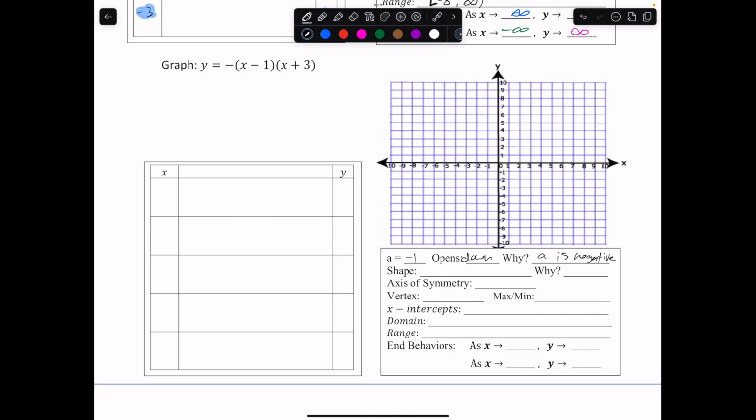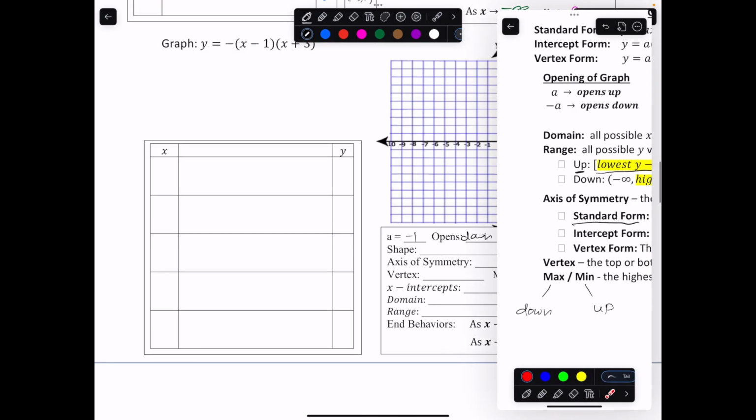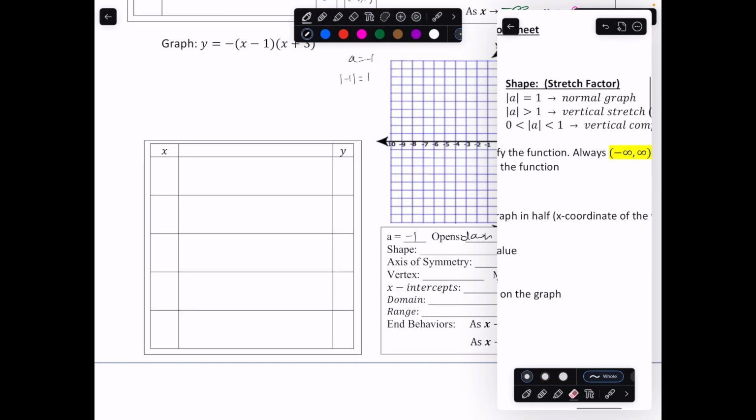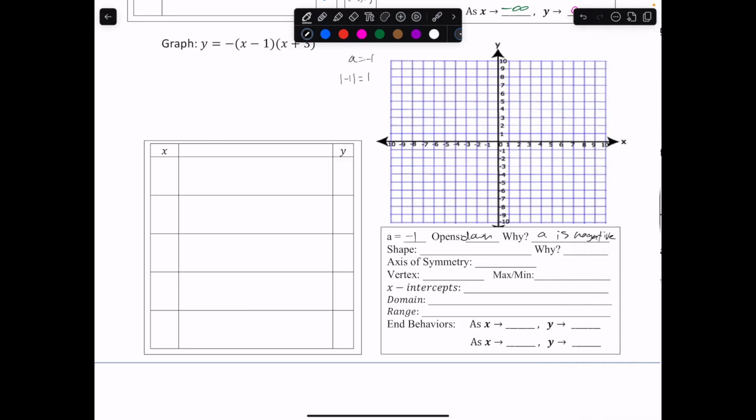Now, we can also find the shape, right? So if we know that a, let me write it down here, a equals -1, we take the absolute value of -1, that is equal to 1. So for the shape, it's going to be normal.